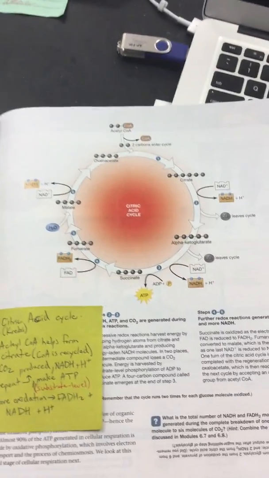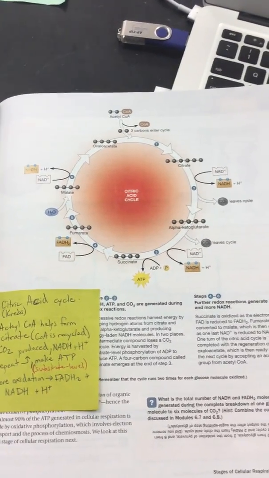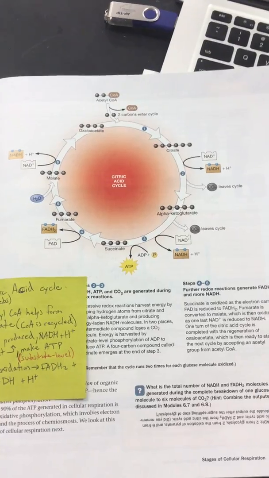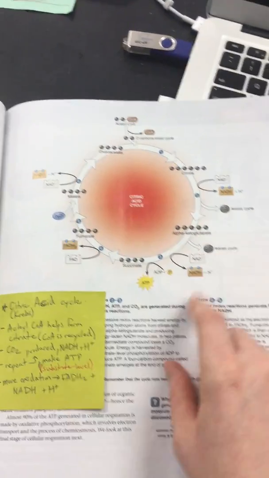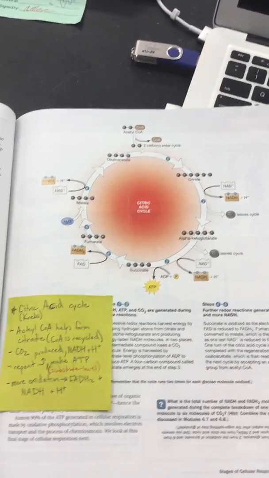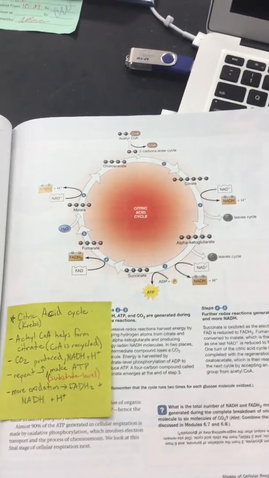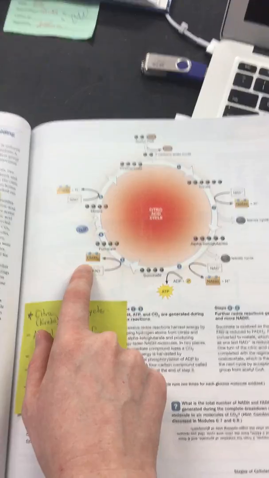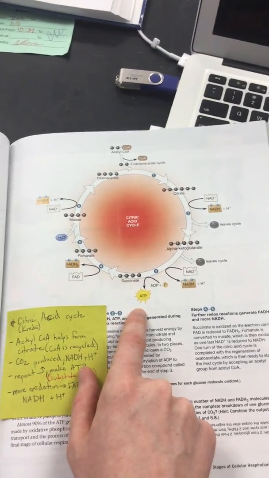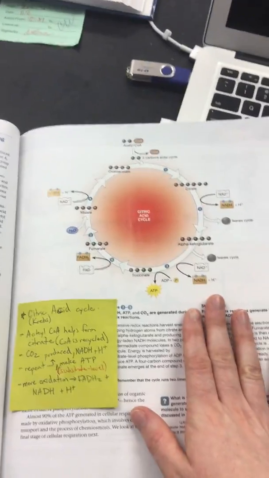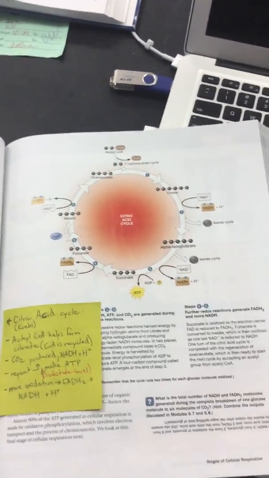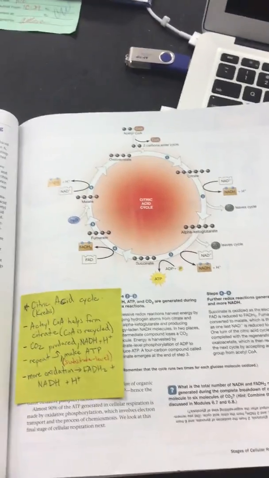So in one turn of the cycle, just looking at this picture, how many NADH do you get? 3. Okay, so it happens 1, 2, 3 times. How many FADH2 do you get? 1. How many ATP do you get? Also 1. Okay, this is the kind of stuff you should be able to answer looking at a diagram like this. Can you interpret how many of things you get? Can you interpret how much goes in?